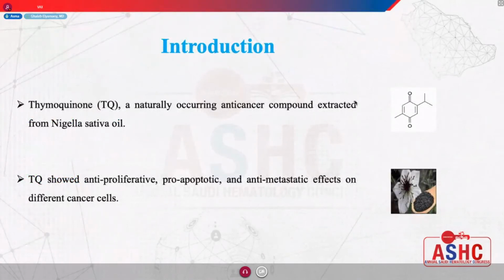Because of the failure of the types of treatment used in some cases of leukemia, modern research has tended to treat cancer by use of alternative treatment. One of these alternatives is thymoquinone, an organic anti-cancer compound extracted from Nigella sativa oil. Thymoquinone showed anti-proliferative, pro-apoptotic, and anti-metastatic effects on different cancer cells.